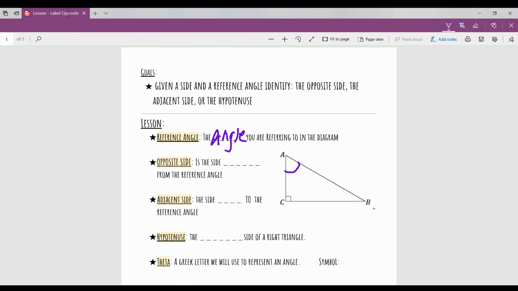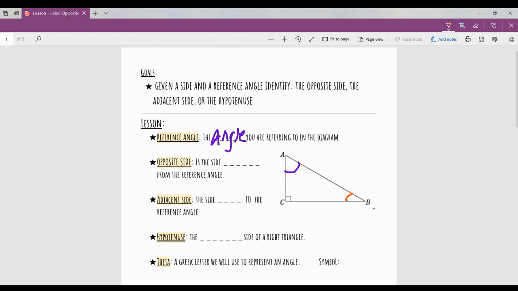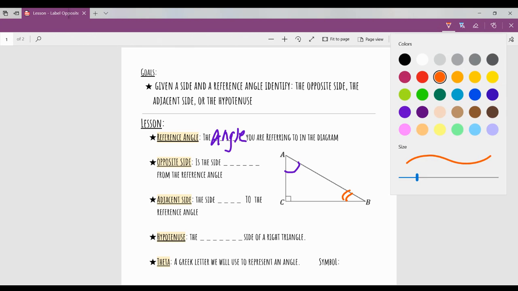So if I want to refer to angle A when I consider the opposite or adjacent side, that is the angle that I would look at. I could also look at angle B as my reference angle. Typically, we look at the acute angles, the angles that sum to 90 or are less than 90 in that right triangle, which would be A and B in this scenario.